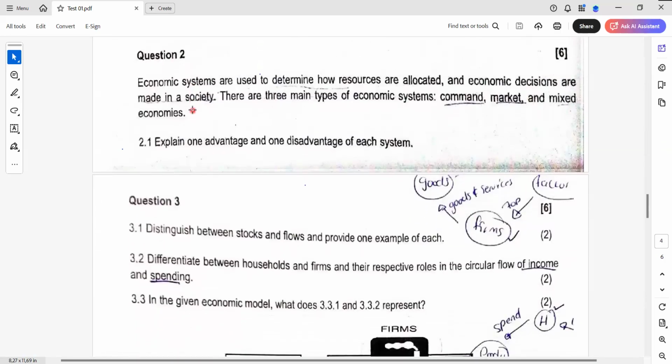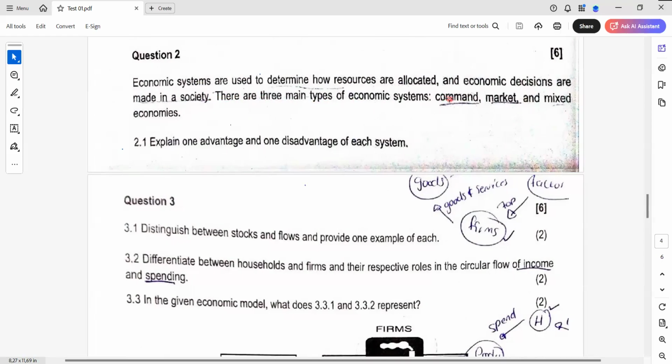And then question 2: economic systems are used to determine how resources are allocated and economic decisions are made in a society. Okay, let me read that again. Economic systems are used to determine how resources are allocated and economic decisions are made in the economy. Remember we said economic systems answer the questions of what to produce, how to produce, and for whom. There are three main types of economic systems: the command, the market, and the mixed economy. And then explain one advantage and one disadvantage of each economic system.